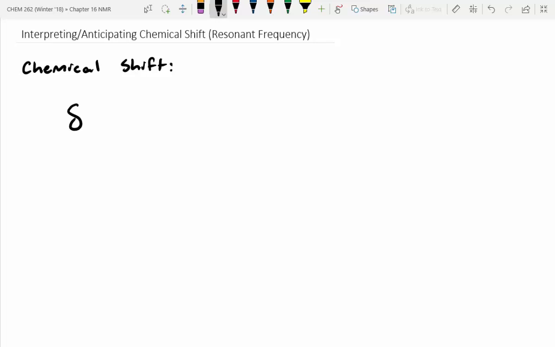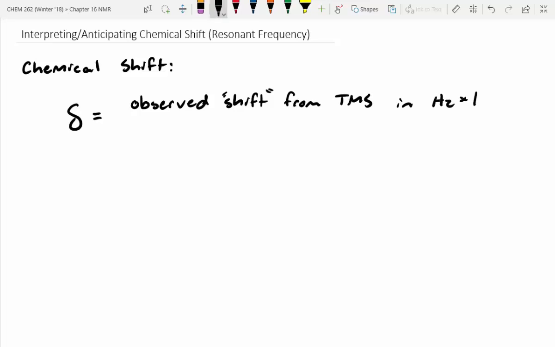And the symbol for it, I'm trying to remember. Delta, yes. I wanted to say tau, but I knew that wasn't right. It's going to be the observed shift, meaning the distance from TMS in hertz, times 10 to the 6.